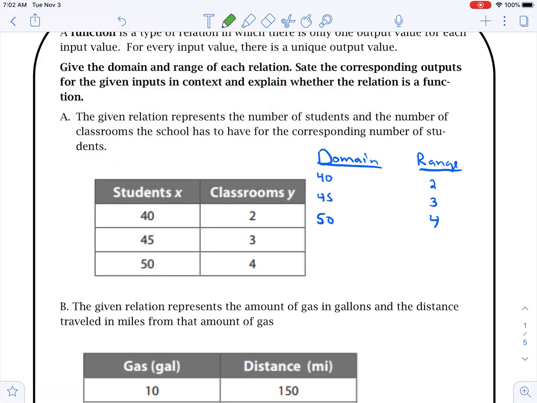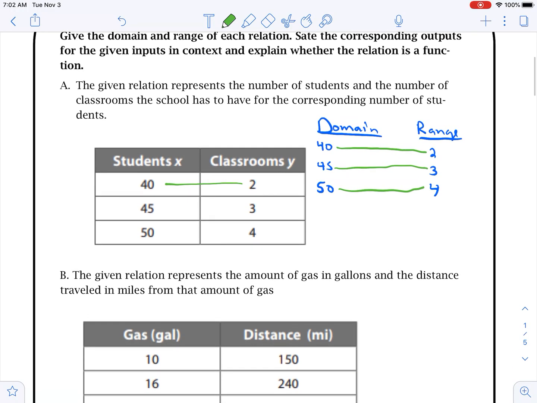The next thing we can do is draw a mapping diagram. A mapping diagram is just drawing a line. 40 and 2, see how these two match up? So I just draw a line. 45 and 3, 50 and 4. And so the last thing is, is this a function? Well, if you look at it, none of these values repeat themselves, or none of these values have two lines going from it, so this would be a function.